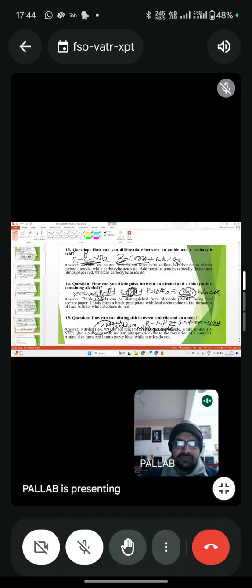Okay, so nitrile will not react with sodium nitroprusside, but amine will react with sodium nitroprusside and give a red colored compound. At the same time, amine is basic in nature, so amine turns red litmus paper blue, but nitriles do not have any acidic or basic character. That means nitriles will not react with litmus paper. This is another way you can distinguish between nitrile and amine. Okay, my dear students.